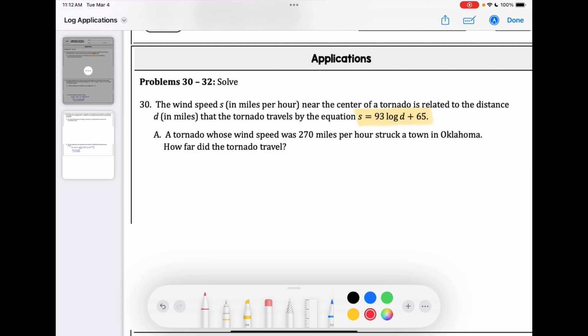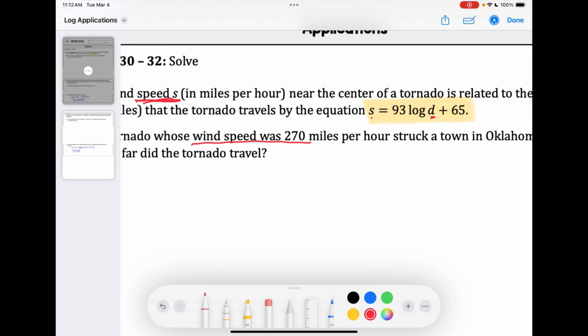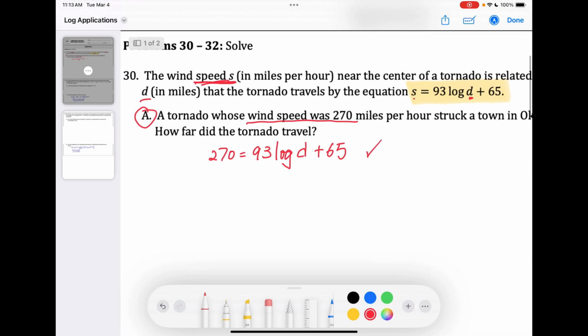Very good. Now, before we go crazy, we have to read what the S stands for and what the D stands for. So the S is my wind speed and the D is my distance. Part A: a tornado whose wind speed is that. So S is 270, so that is equal to 93 log, the base is 10, of D plus 65. Very good. So that will be my part 1, set it up.